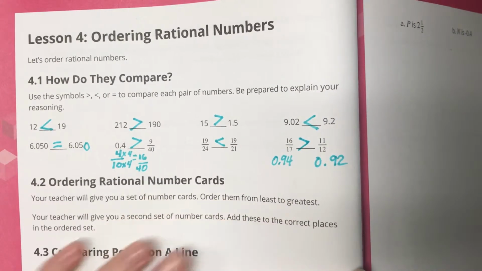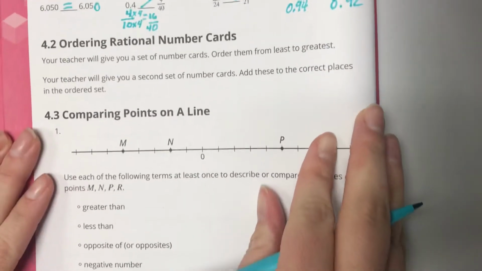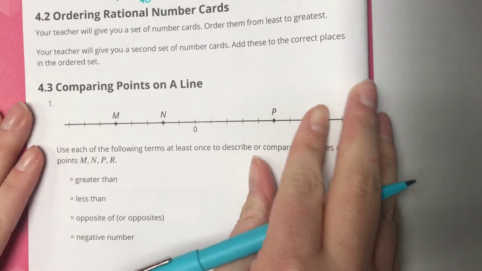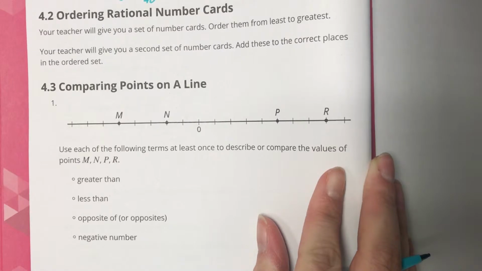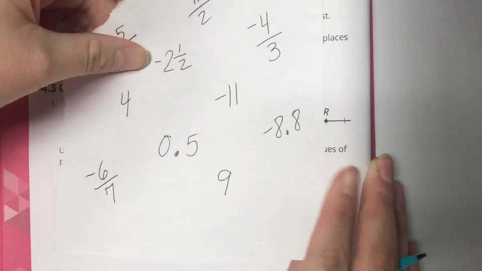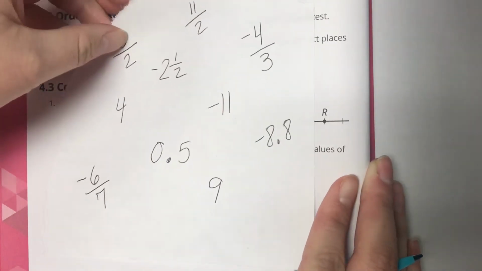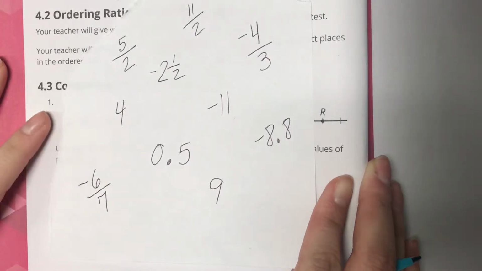All right, so for 4.2, ordering rational number cards. What I'm going to do for this section is flash some numbers up, and you are going to pause the video and order these numbers from least to greatest. So here are the numbers. You have 10 numbers. I need you to order them from least to greatest. So now would be the time to pause the video and order them from least to greatest.